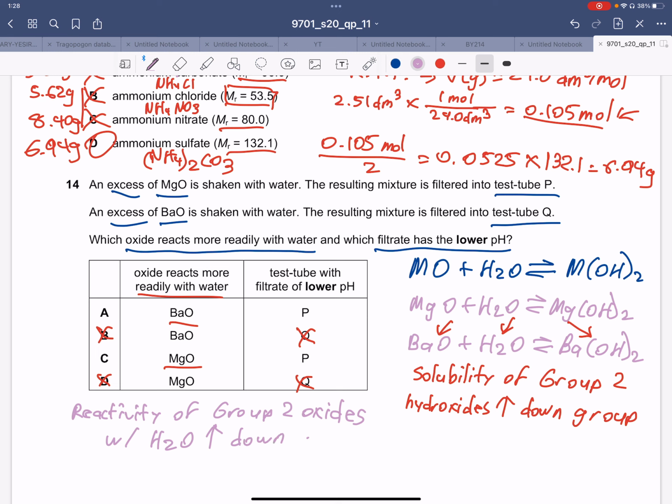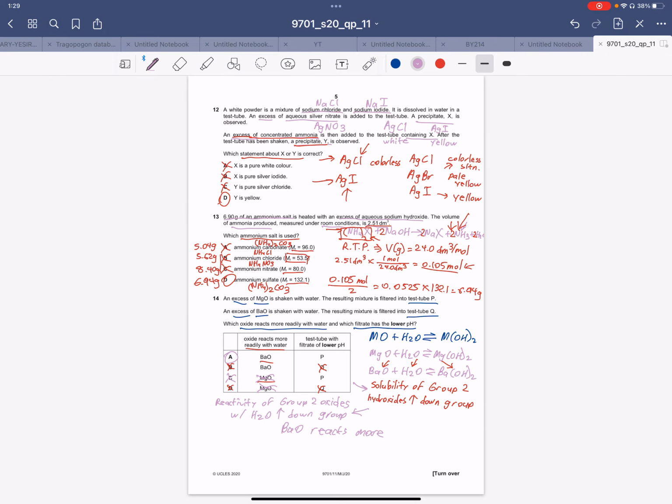This makes sense because if the solubility of the hydroxides increases down the group, then it also makes sense that as you go down the group, they're going to be more reactive with water. That way, they form more of that group 2 metal hydroxide. So in this case, barium reacts more readily, and we can eliminate magnesium oxide. So answer choice C is gone, and your answer is A. All right, now that we are done with that, let's move on to the next set of questions.